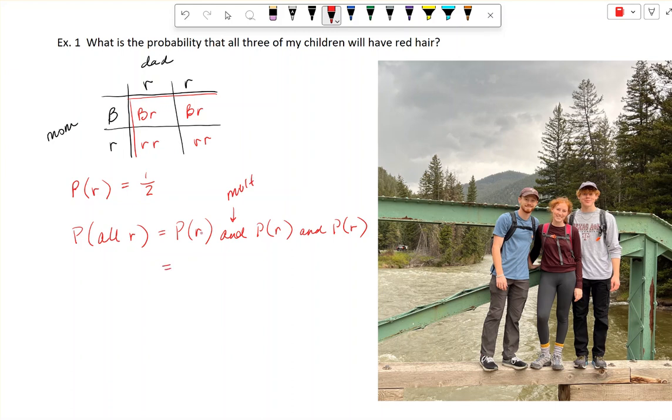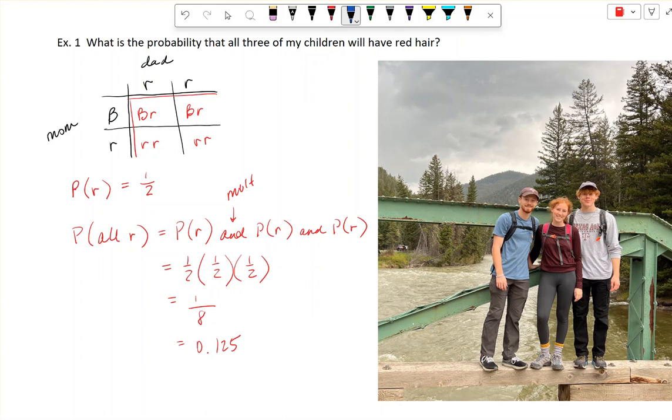So this should look like: the probability of 1 redhead is 1/2. The probability of the second child having red hair is 1/2. The probability of the third child having red hair is still 1/2. Multiply numerators together, so 1 times 1 times 1 is 1. Multiply denominators together, that would be 2 times 2, which is 4, times another 2, which is 8. It ended up being a 0.125, or a 12.5% chance, for me to have all three of my children having red hair.